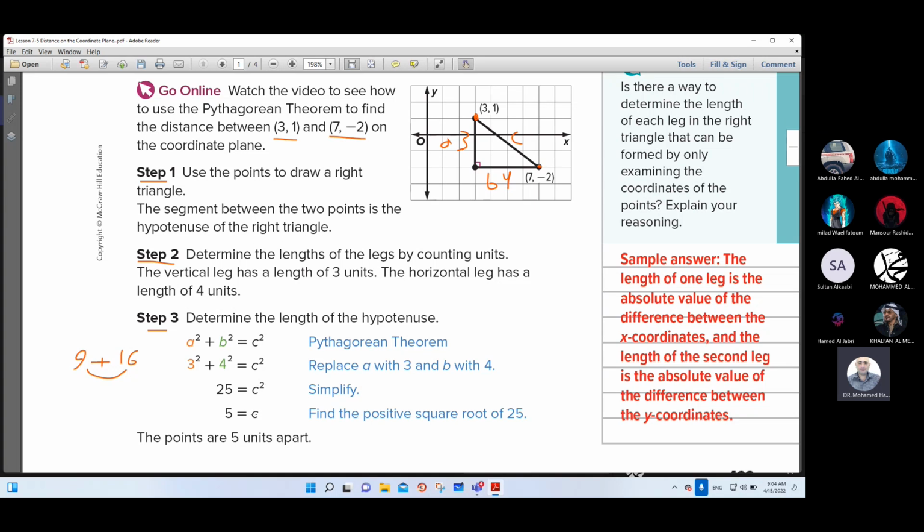So c equals what? The square root of 25. As you know, any square root has 2 values, positive and negative. So positive and negative 5. But here, the value is for a side, so take the positive value. So c equals 5. So the distance between the points is 5 units. So here, this distance will be 5.